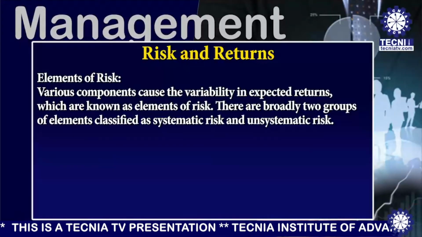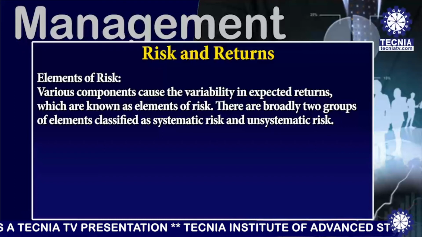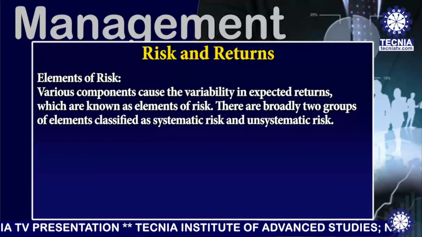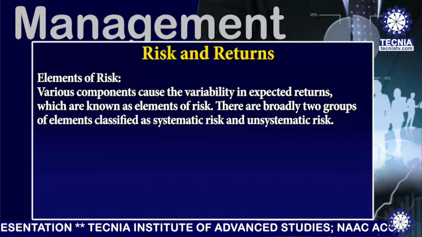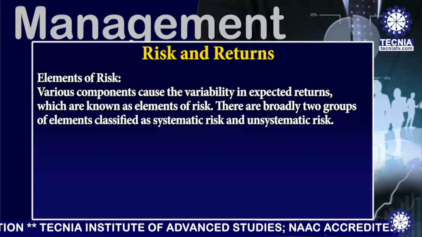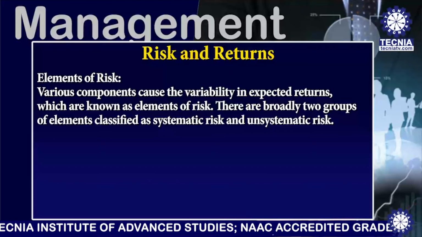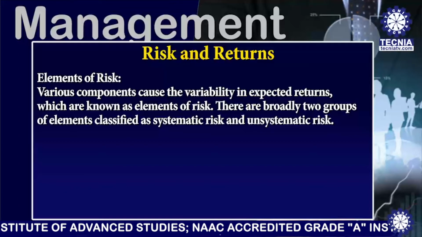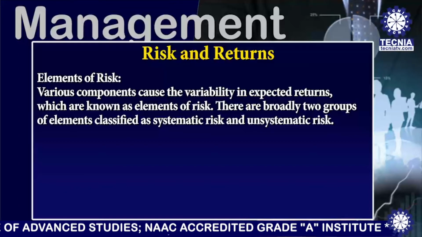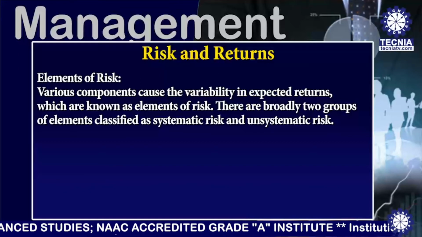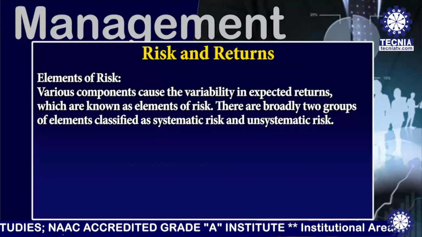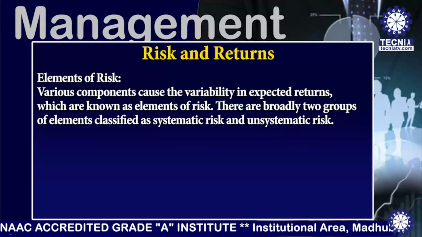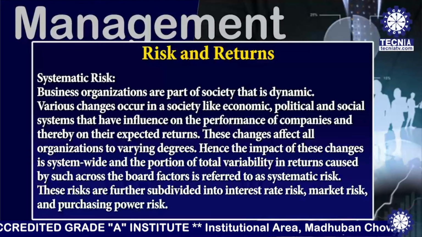Next thing is elements of risk. Various elements cause a variability in expected returns, which are known as the elements of risk. There are broadly two groups of elements classified as systematic risk and unsystematic risk. Let's move on to systematic risk.